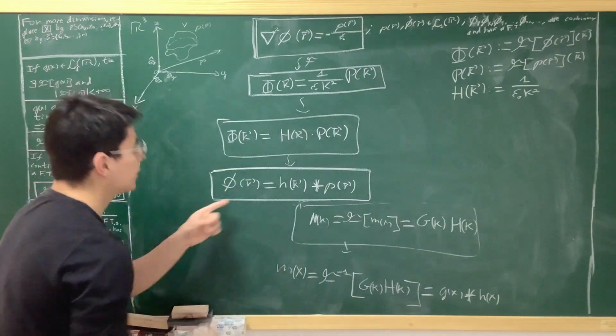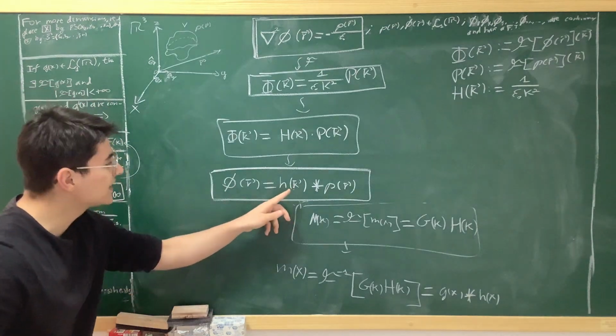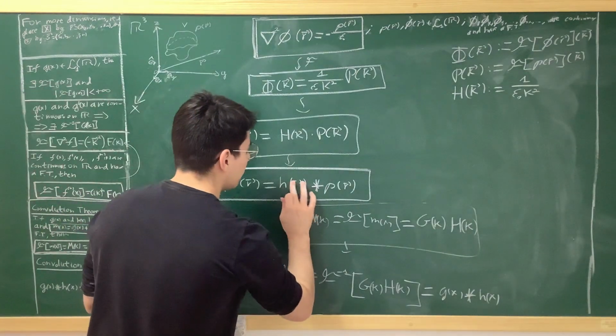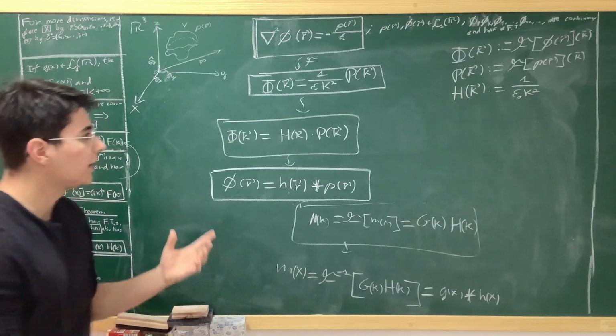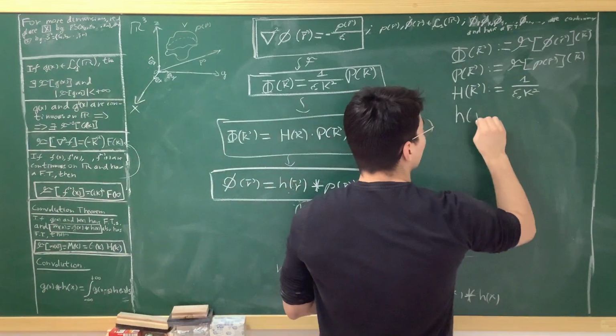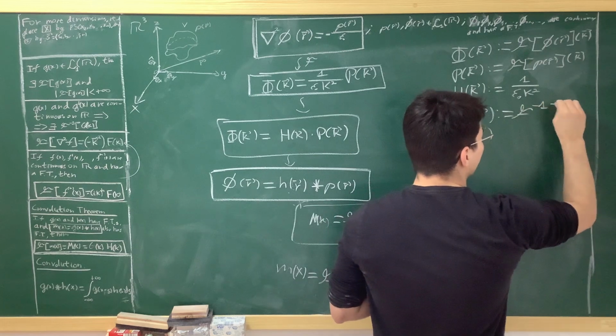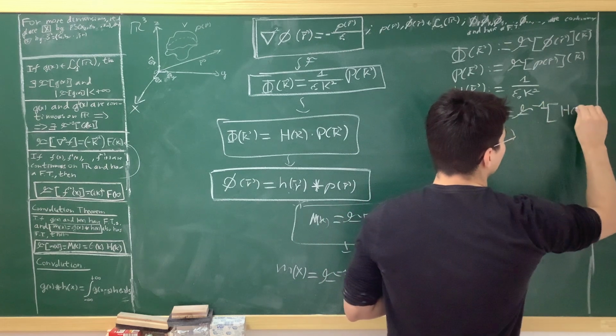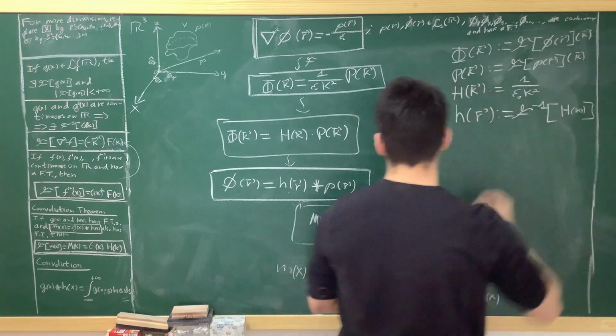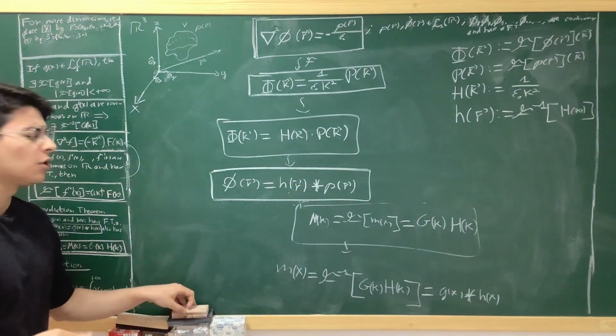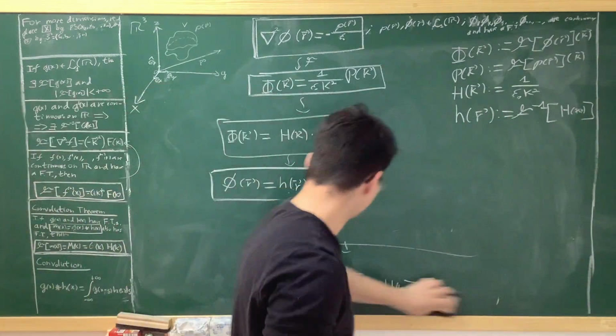This is our expression for phi. But what is h of r? H of r is just the inverse Fourier transform of h of k. If this is not too clear for you, let me just do it the other way around.